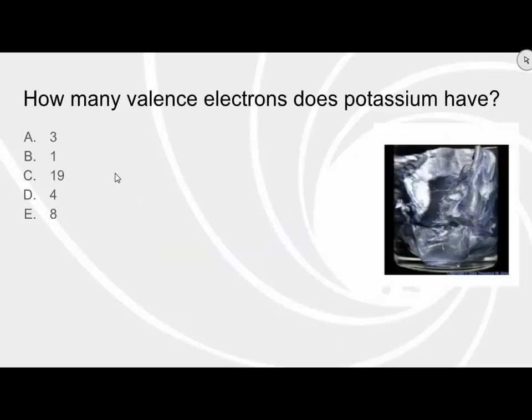So let's practice using that. Potassium has how many valence electrons? First we want to figure out what column potassium is in. Potassium is K, located in the first column. So first column means it would have B, 1 valence electron.